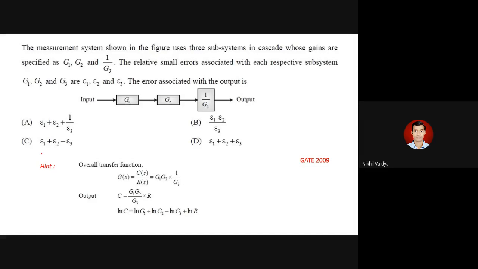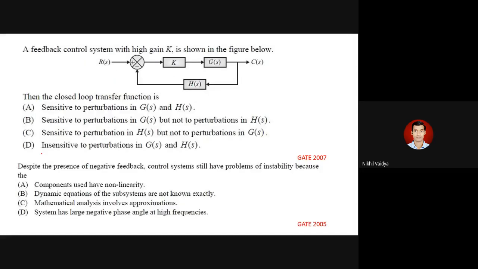We will take this problem after the next one, okay, because this will take less time. So let us see now.